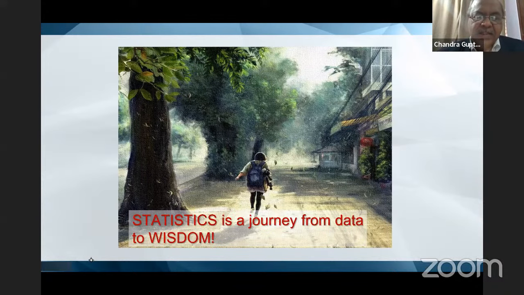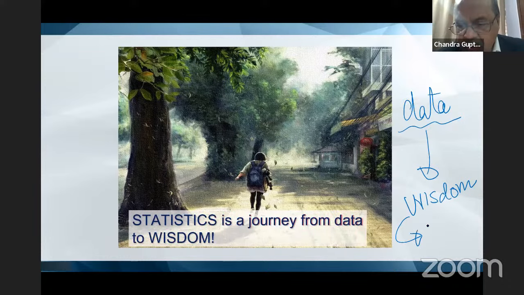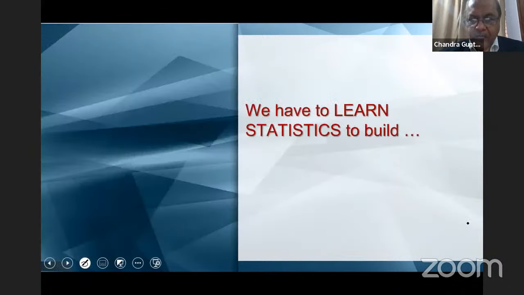Statistics, I say, is a journey from data to wisdom. You have a lot of data, and statistics will help you in deriving inferences or wisdom from the data to answer your research questions, your research queries. Okay?